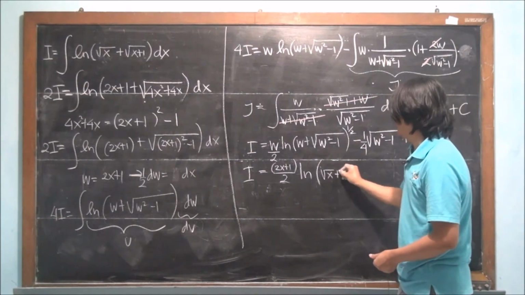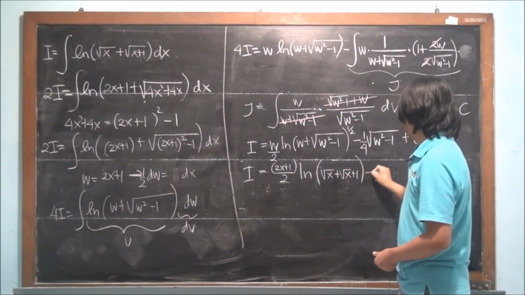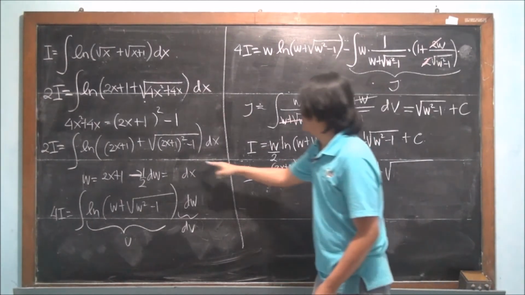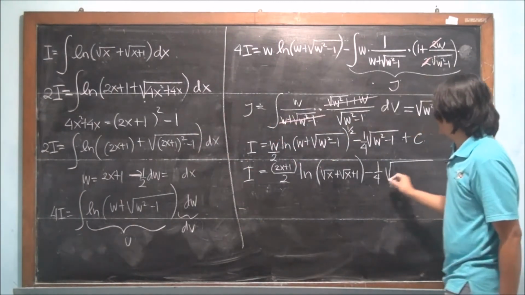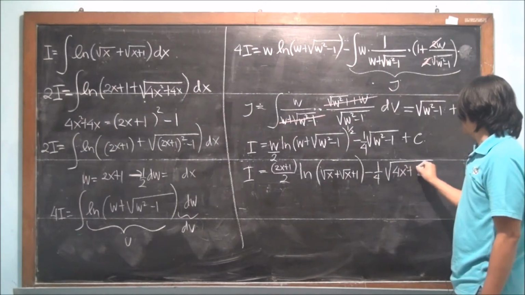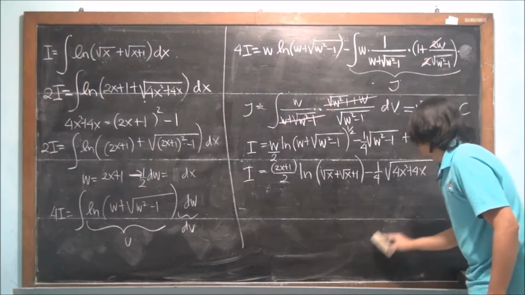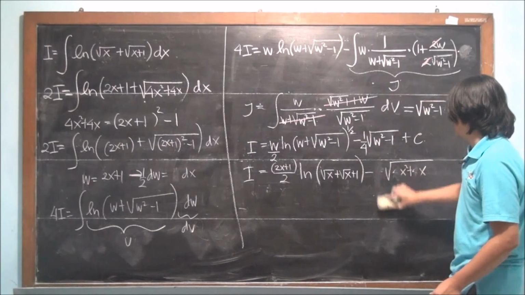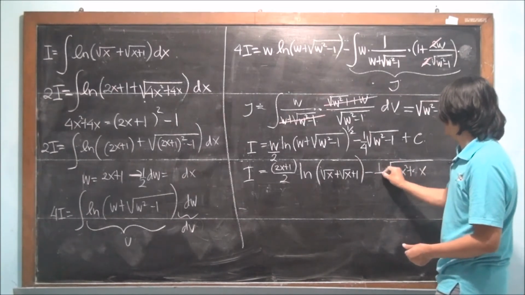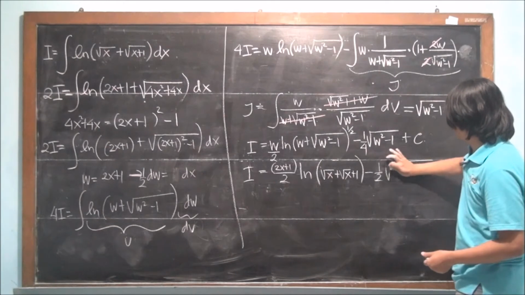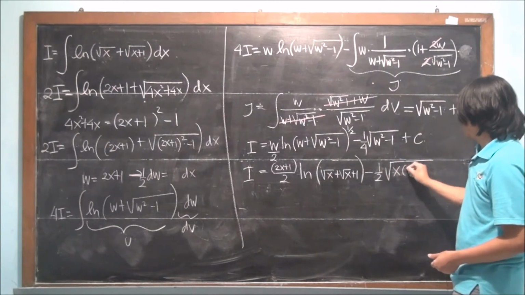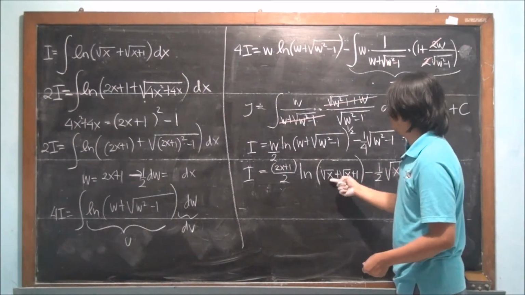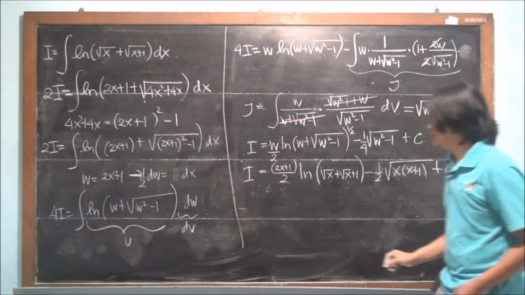square root of x plus square root of x plus 1, minus 1/4 of w squared minus 1 is this, right? 4x squared plus 4x. Okay, let's take out the 4. Let's become 2 here. This will become 1/2. And this one is nicer to be written as x times x plus 1. So we can see where this x and x plus 1 comes from. So that's it. This is the answer.